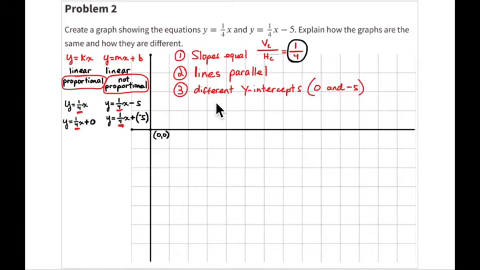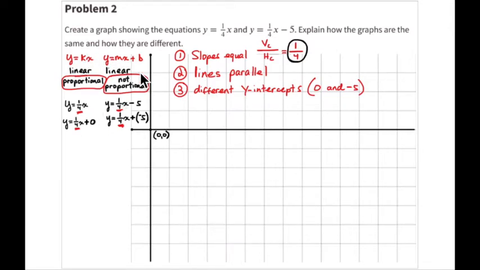This is problem number 2. And this problem is much like the 4th activity in the lesson, where you have 2 equations, and how are these equations the same and how are they different? So it's y equals 1/4 x. Then it's the same thing in the beginning, y equals 1/4 x, but then you're going to subtract 5. So what kind of graph results from both of these equations? How are these the same and how are these different?